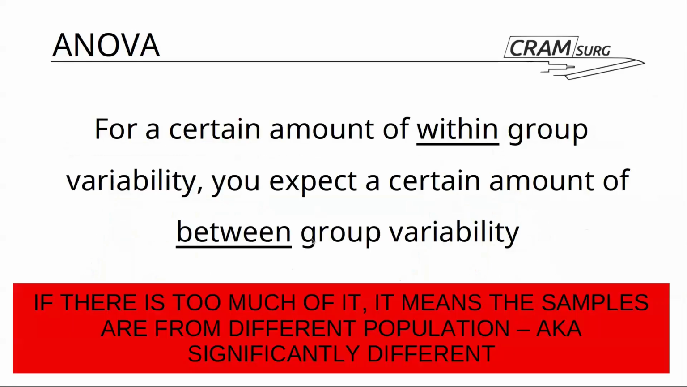So if there is too much variability between groups in comparison to the variability within the groups, then it means that those samples you're analyzing are actually from different populations. I hope that makes some sort of sense.